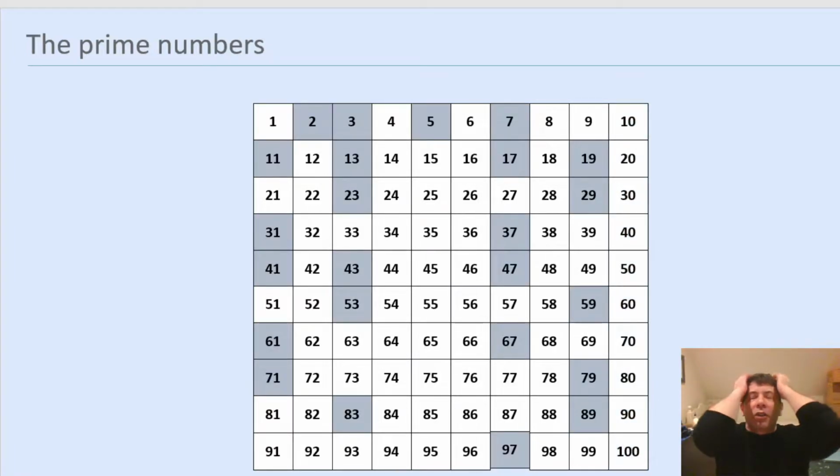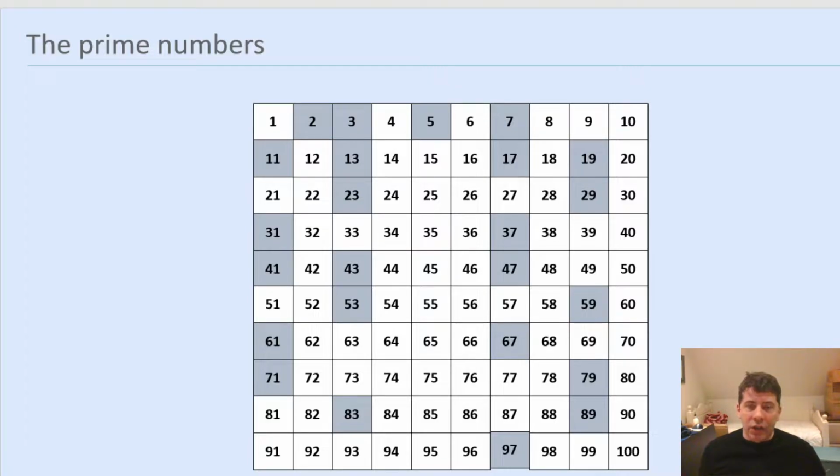Now we're going to look at the prime numbers. So the prime numbers are what is left when you take all the other multiples away. They're basically the numbers which are only multiples of themselves. So you've taken 4 away because it's a multiple of 2. You've taken 9 away because it's a multiple of 3. You've taken 15 away because it's a multiple of 5 and 3. What you've got left here is the numbers that are only multiples of themselves.